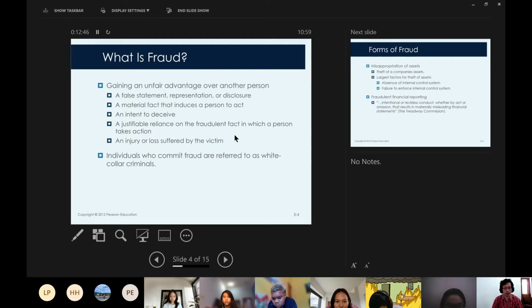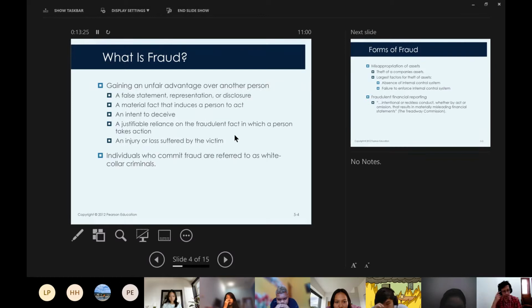First, the perpetrator creates a false statement, representation, or disclosure. Second, that false statement concerns a material fact that induces a person to act. Third, the person creating or issuing that statement knows that the information is false, so there is an intention to deceive. Okay, let me give you an example.